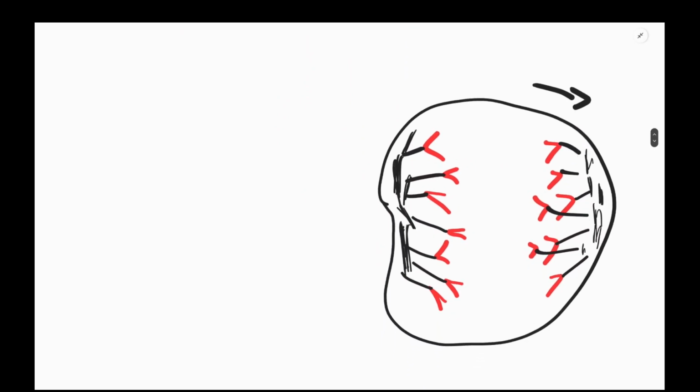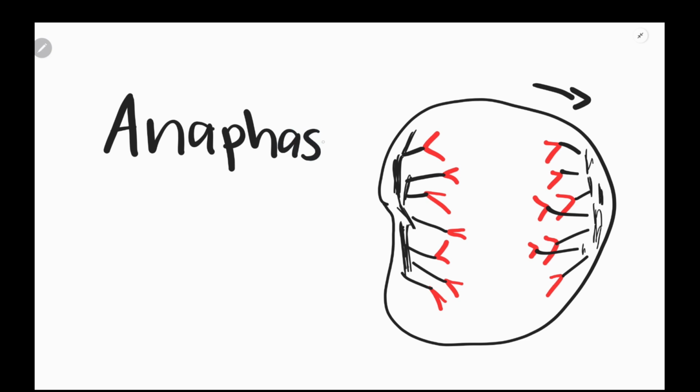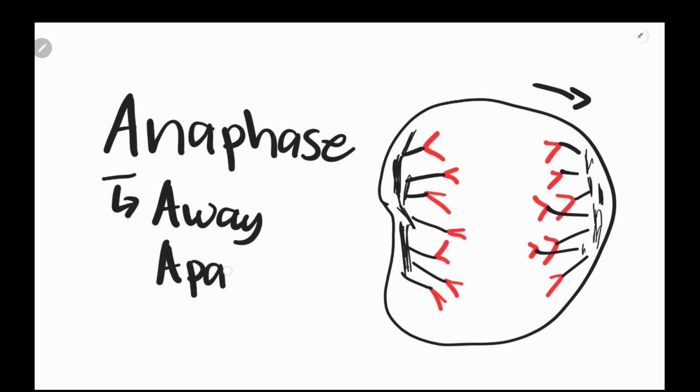On to the next stage, you have anaphase. For anaphase, the letter A, remember A for apart or away. During anaphase, the microtubules contract and break apart sister chromatids by pulling the kinetochores towards the cellular poles.